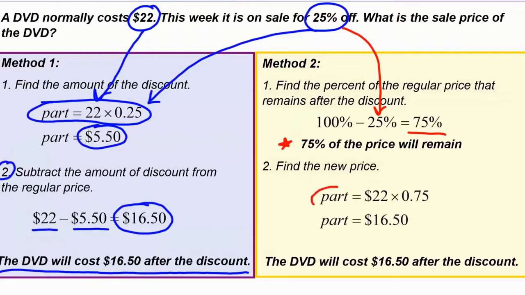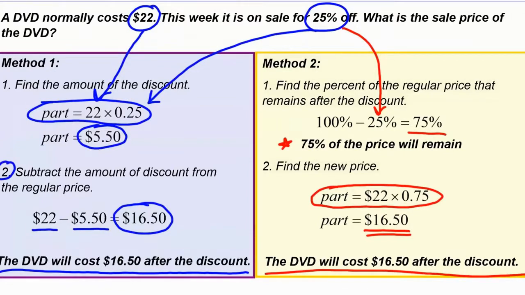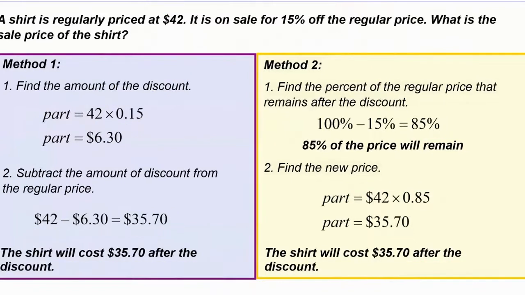So that's what I do here. 22 times 75%, or 0.75 as a decimal, is $16.50. So now I just know the price is going to be $16.50 after the discount. I don't have to subtract anything after that. So two methods. It really doesn't matter which one you use because you can see you get the same result either way. Take a look at another example.